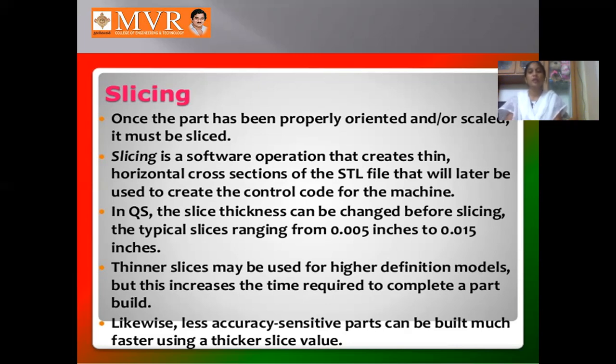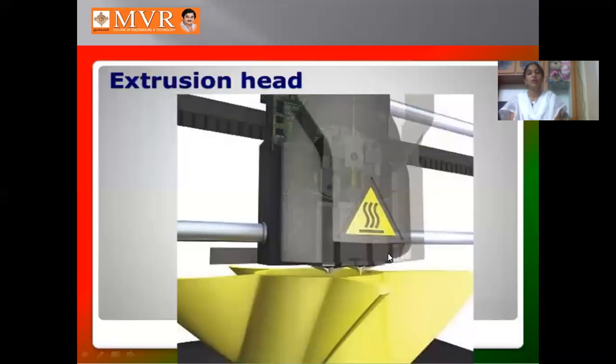In QS, the slice thickness can be changed before slicing. The typical slices range from 0.5 to 2 inches to 0.015 inches. Thinner slices may be used for higher definition models, but it increases the time required to complete a part build. Likewise, less sensitive parts can be built much faster using a thick layer.